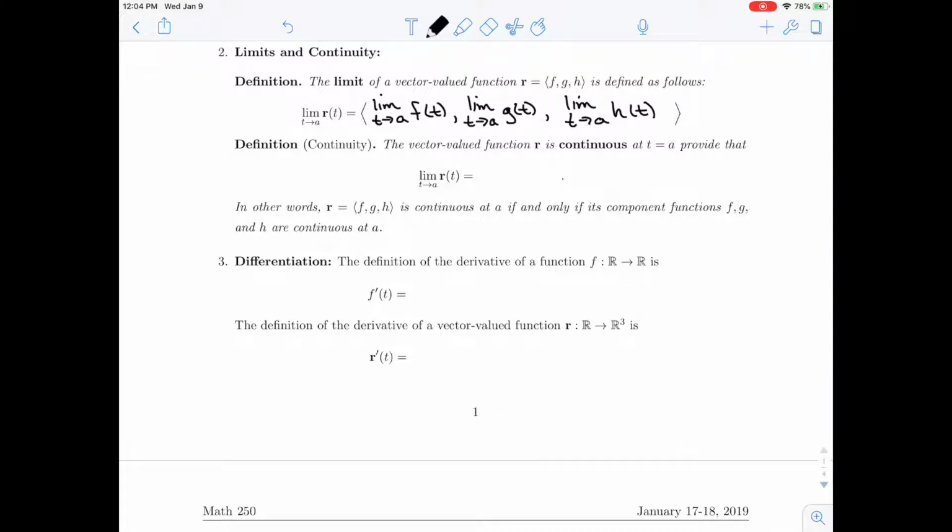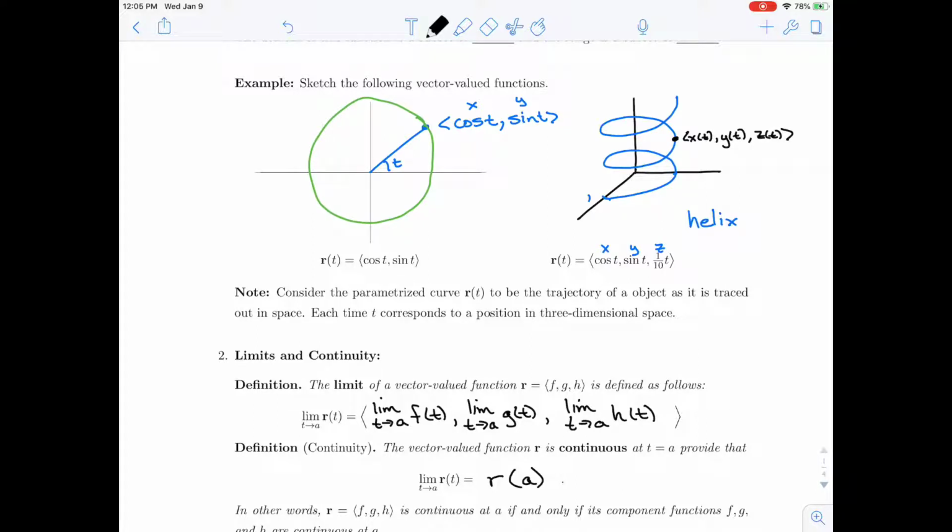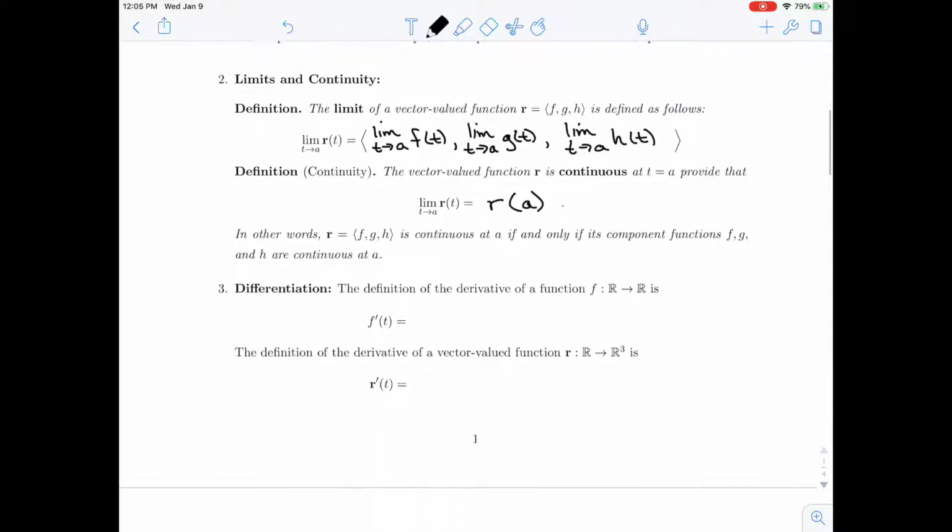Once we have limits, we can talk about continuity, and our definition for continuity will be the same. A function r is continuous at a point if the limit as t goes to a of r of t equals r evaluated at a. In other words, we can say that r is continuous if its component functions f, g, and h are also continuous at that point a. And we still have this intuitive notion of continuity that if you can draw the curve, maybe like the helix that I drew for you earlier, without picking up your pencil, then that curve is continuous.